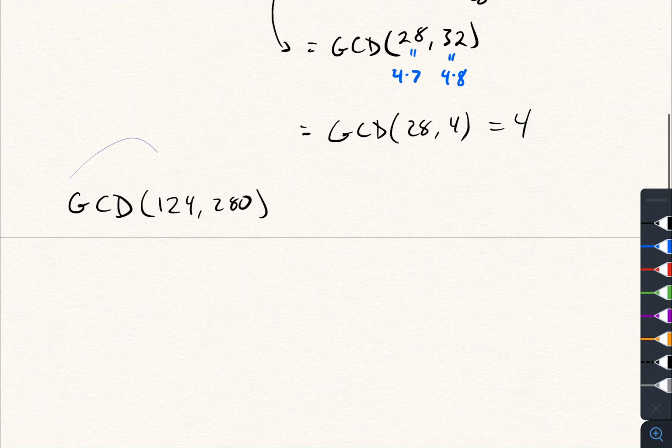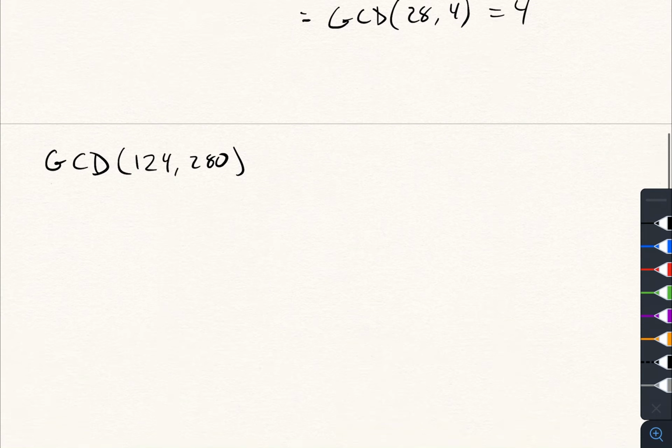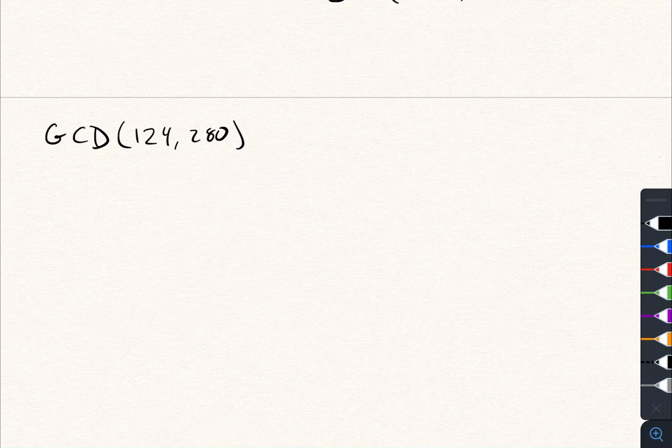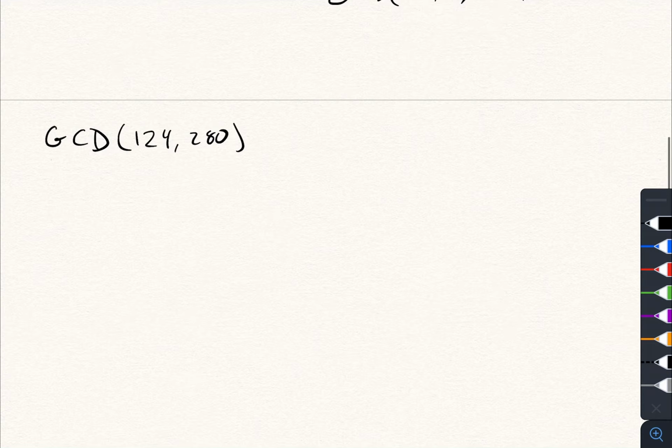Let me move this down. I want to give myself some more room here. What if I wanted to do the prime factorizations of these two guys? So 124, how can we factor this? Well, let's first factor out a 4, and that's going to leave me with 31. And so, let's see, I think 31 is prime.